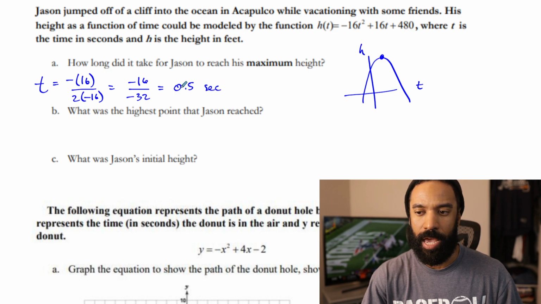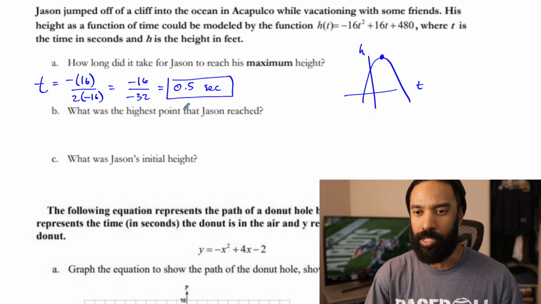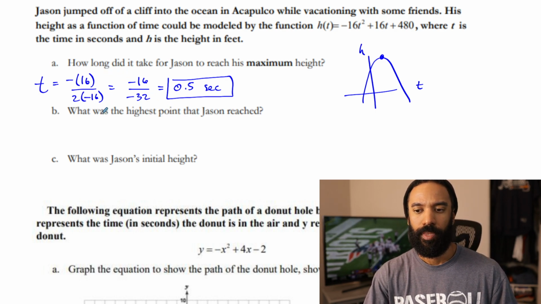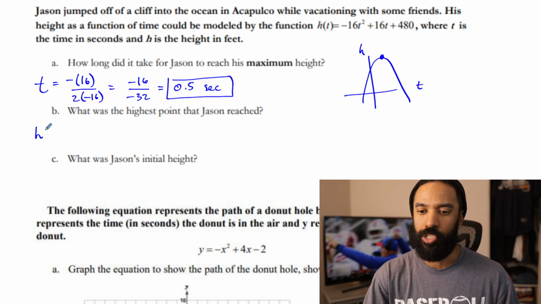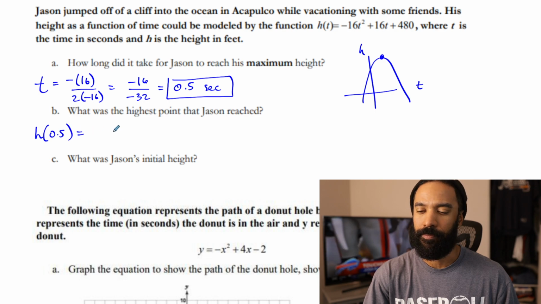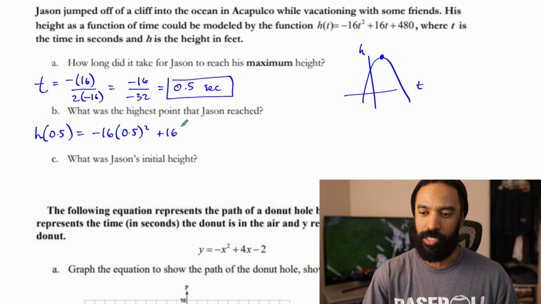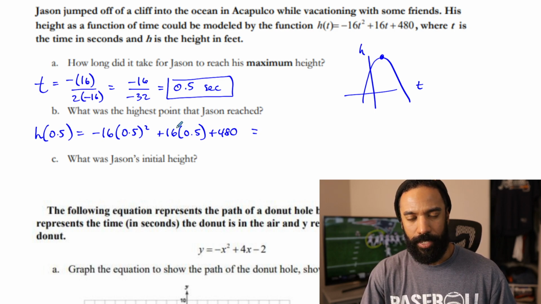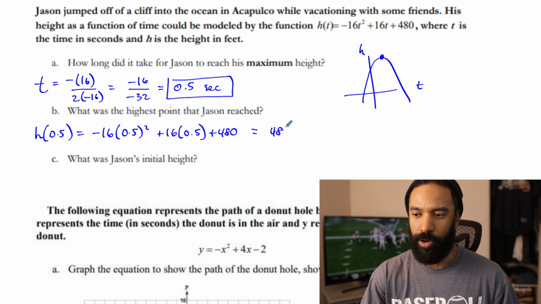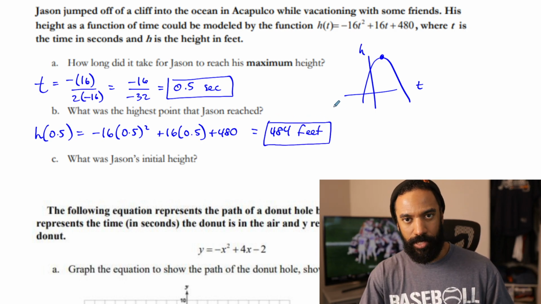Now, it is a word problem. Time is in seconds. I'm going to say it took 0.5 seconds, half a second for Jason to reach his maximum height. What was the highest point he reached? This is the y value of the vertex. We're finding h. We're going to do h of 0.5. So negative 16 times 0.5 squared plus 16 times 0.5 plus 480. It's negative 4 plus 8, which is 4, plus 480, which is 484. And that's 484 feet. So that's the highest he gets.